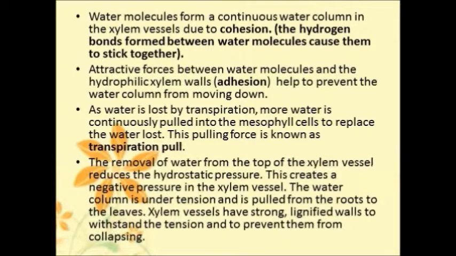The removal of water from the top of the xylem vessels reduces the hydrostatic pressure. This creates a negative pressure in the xylem vessel. The water column is under tension and is pulled from the roots to the leaves. Xylem vessels have strong lignified walls to withstand the tension and to prevent them from collapsing.